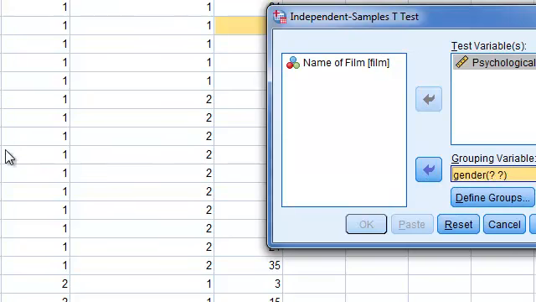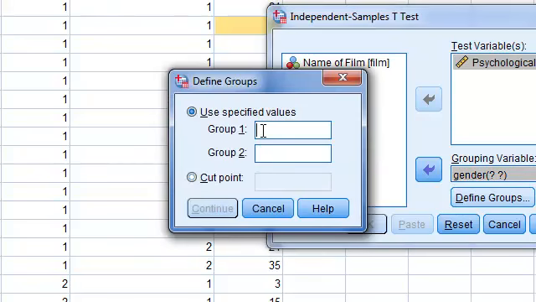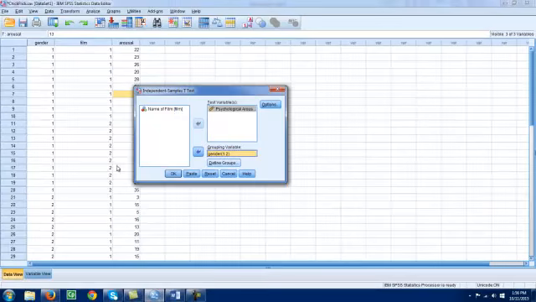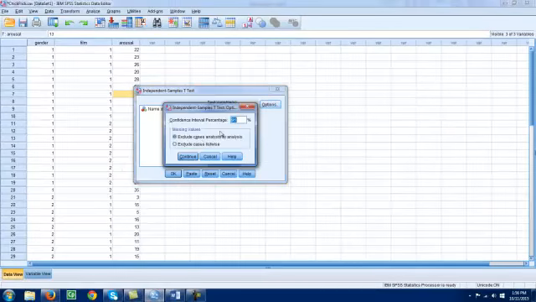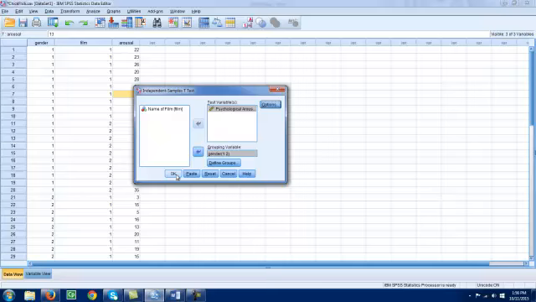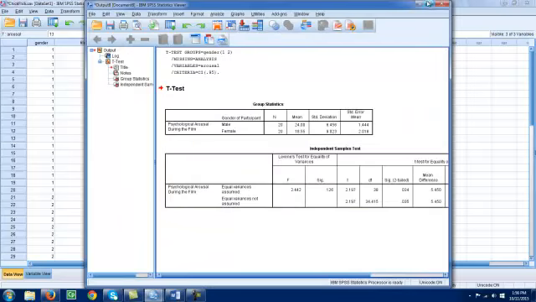So over here you can see gender, we have 1s and we have 2s, so that's what we're testing. We're testing the 1s versus the 2s on psychological arousal. Of course, we know 1s represent females, 2s represent males. You can go to your variable view and look at that. You really don't have to do anything with the options, so you can just hit OK to get your results.